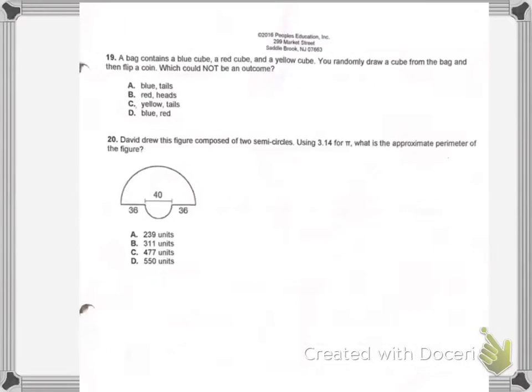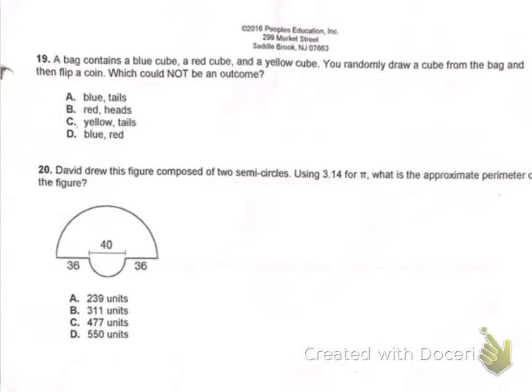Alright, last page. 18 for you. A box contains a blue cube, a red cube, and a yellow cube. You randomly draw a cube from the bag and then flip a coin. What could not be an outcome?